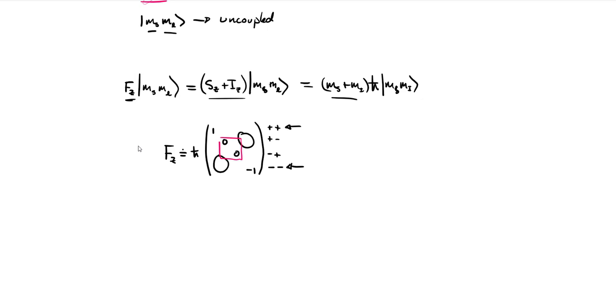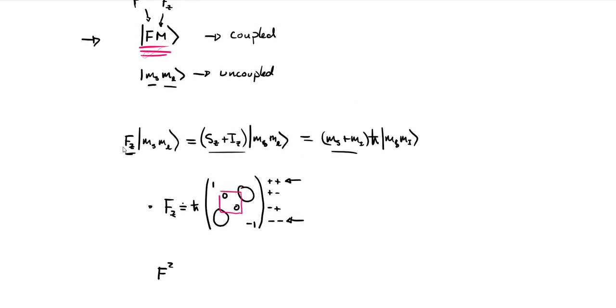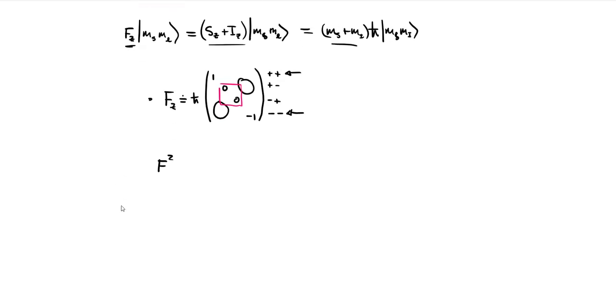But that's the F sub Z operator. We know that in the uncoupled basis. The F squared operator, which is the operator associated with this F quantum number, well, that one's not as straightforward, right? This is just going to be (S plus I) squared, which is S squared plus I squared, excuse me, plus 2 S dot I.